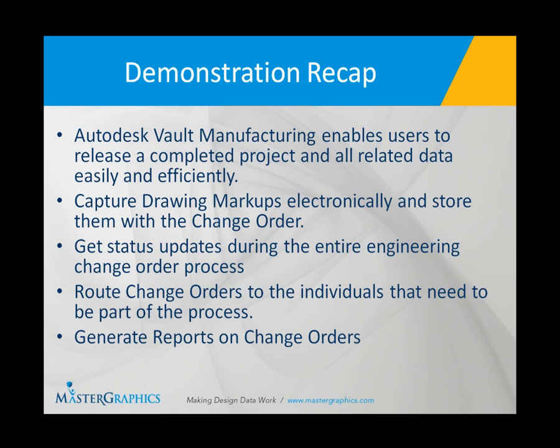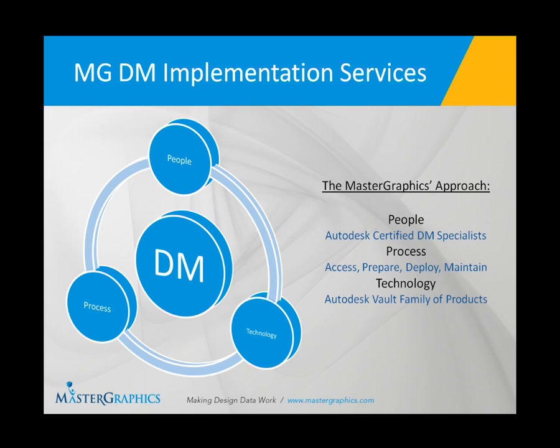I'm always getting status updates of those change orders. So as it moves forward in the workflow, I either get an email notification or I get that simple notification that we saw inside the Vault Manufacturing client. I'm also able to route change orders to individuals that need to be part of the process. You can create some pre-configured templates, or you can customize it as it goes along. And at the end there, I showed you that you can generate some reports on change orders so that you get a good idea of what types of activities are going on with the change orders and what their current status is.